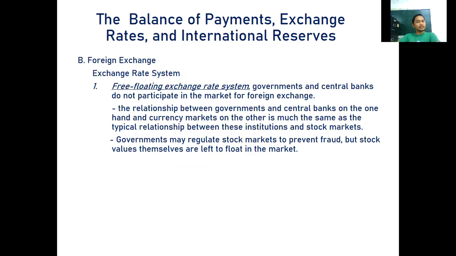Okay. Napo tayo mga exchange rate system. First is the free floating exchange rate system. So the governments and central banks do not participate in the market for Forex. So the relationship between the governments and central banks on the one hand and currency markets on the other is much the same as the typical relationship between this institution and stock markets. So the government regulate the stock markets to prevent the fraud, but the stock values themselves are left to float in the market.